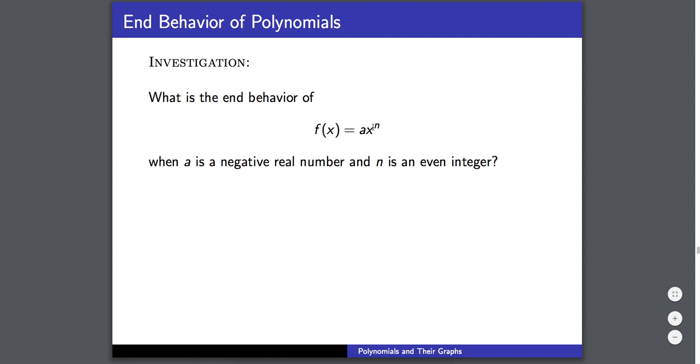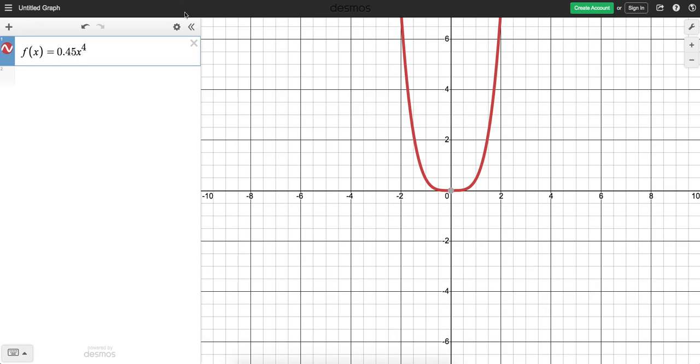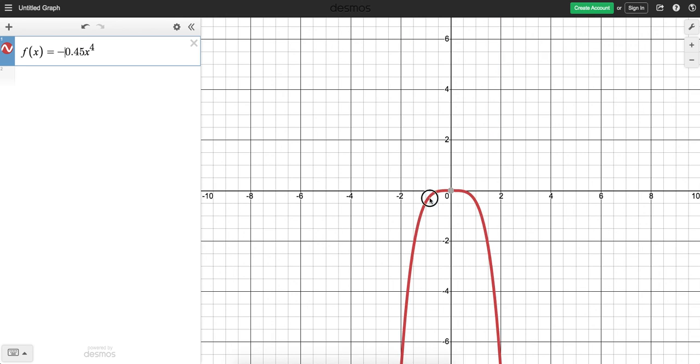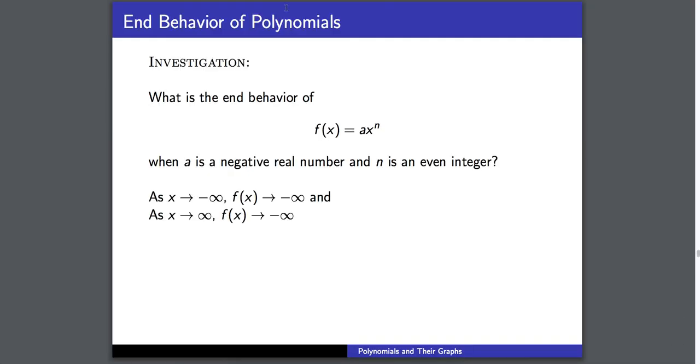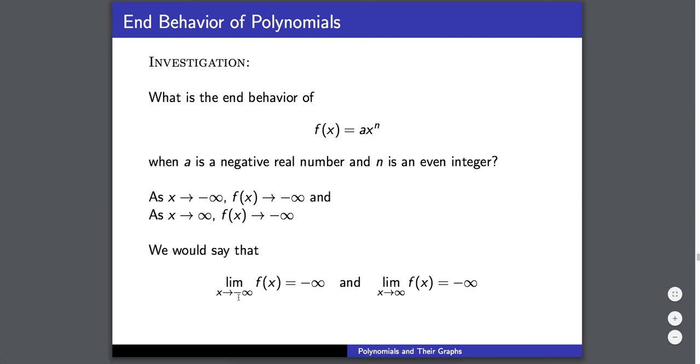All right, finally, let's make a negative. You probably have an idea what's happening here. We're just going to flip it over the x-axis, and now as we go to the left, we're going down forever. As we go to the right, we're also going down forever. So our y values are going down to the left and down to the right. We say the limit as x approaches negative infinity of our function is negative infinity, and the limit as x approaches positive infinity of our function is also negative infinity. In other words, as we go further to the left, our graph is going down, and as we go further to the right, our graph is going down.